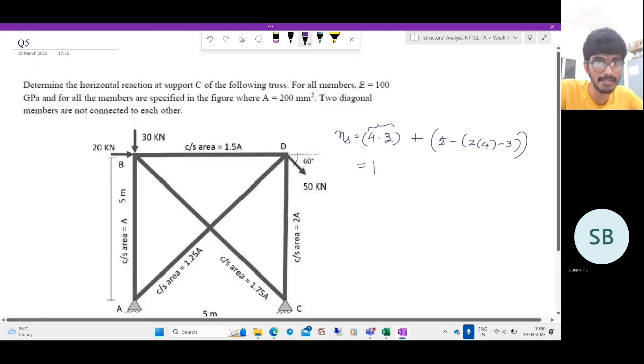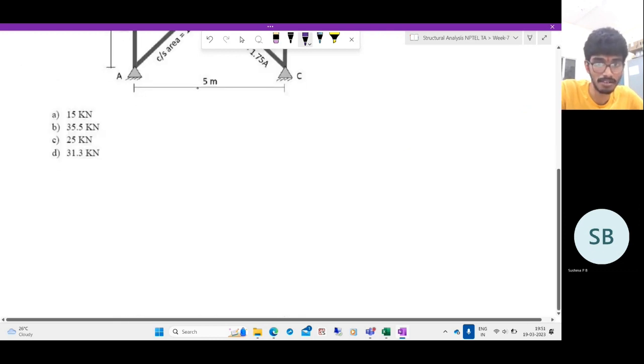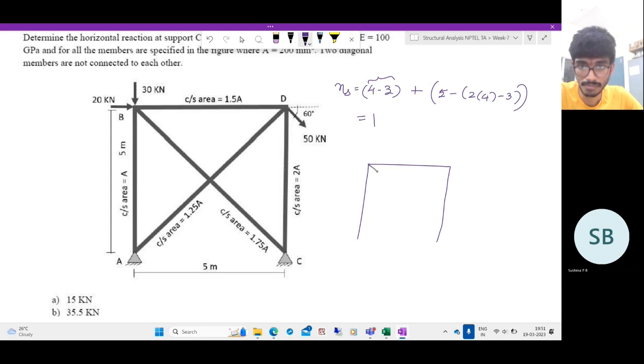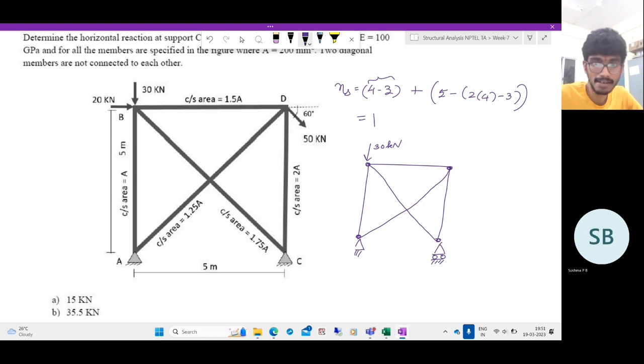So what should we release? They're asking for the horizontal reaction at support C. So let us release the horizontal reaction at support C. So the primary structure that we get will be something like this. And we have an applied load of 30 kilonewtons here. And here we have an applied load of 50 at an angle of 60 degrees.